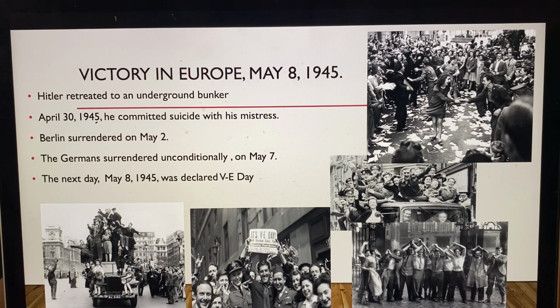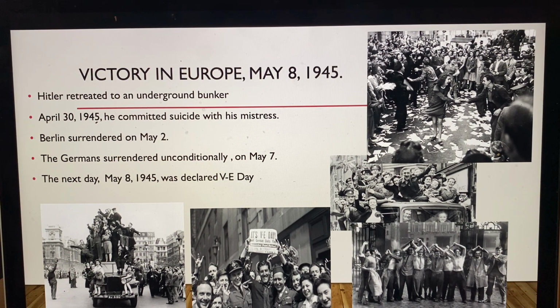Victory in Europe, May 8th, 1945. Hitler, what happened to Hitler? He ran and retreated to this underground bunker. And there, on April 30th, 1945, he committed suicide with his mistress. And Berlin surrendered on May 2nd. The Germans surrendered unconditionally on May 7th.